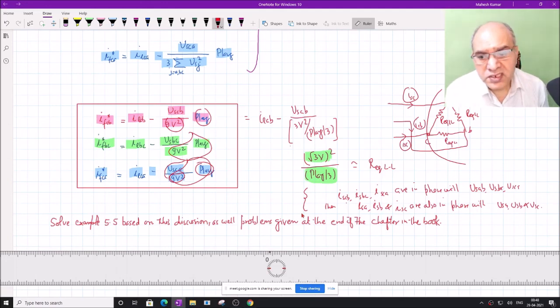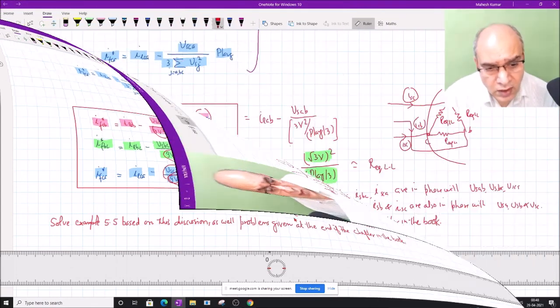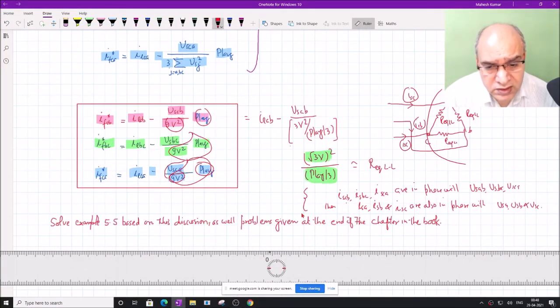Okay, so there is example 5.5 based on this concept. Please solve the example, go through it. It is similar to what I have described in the previous section. So with this I complete this unit, and the remaining unit is series compensation using DVR, dynamic voltage restorer.